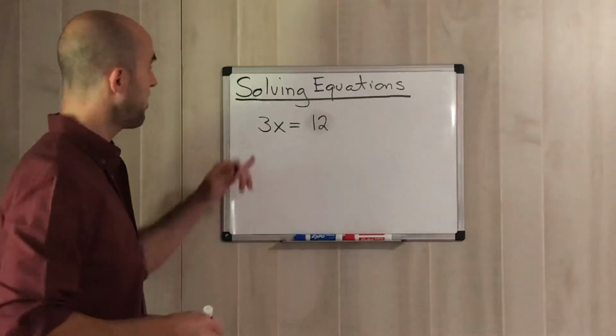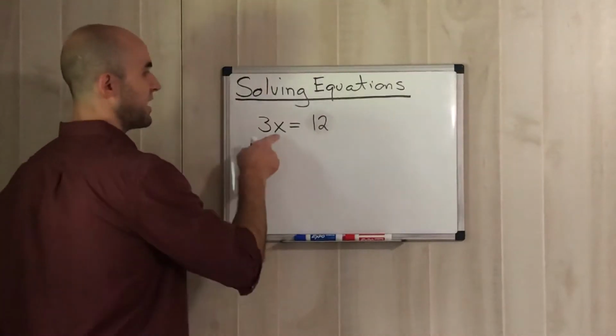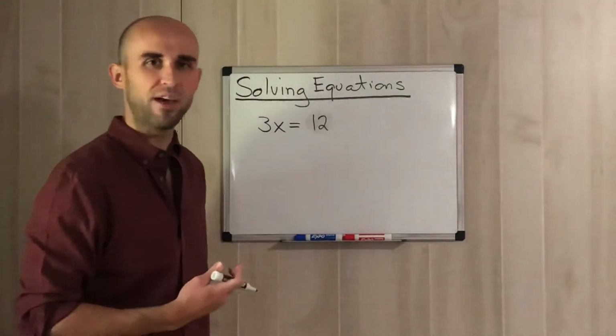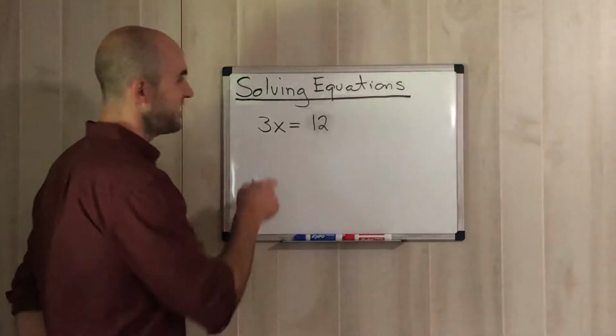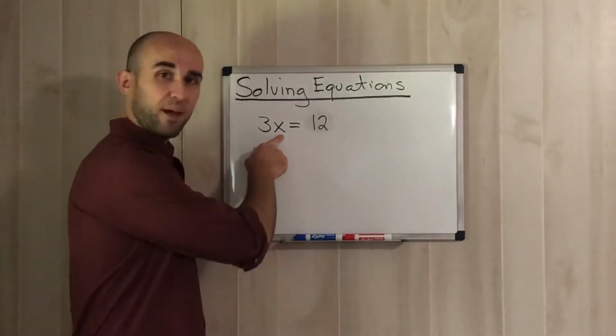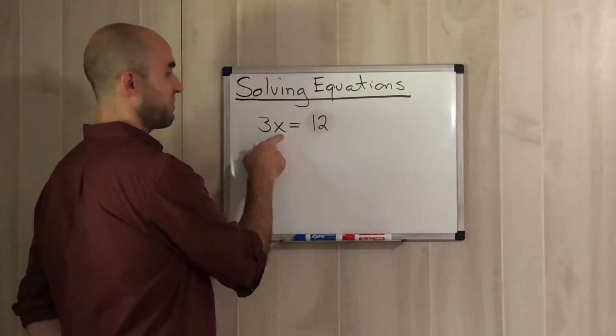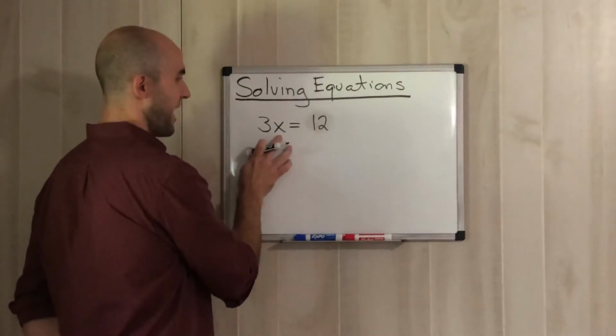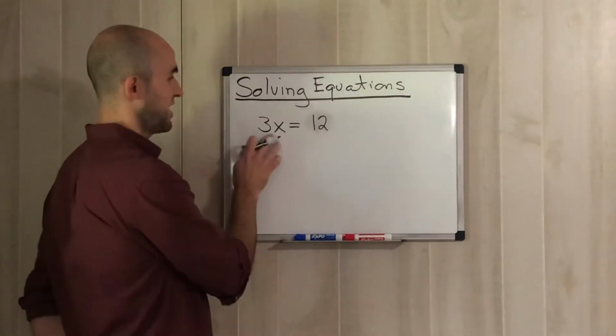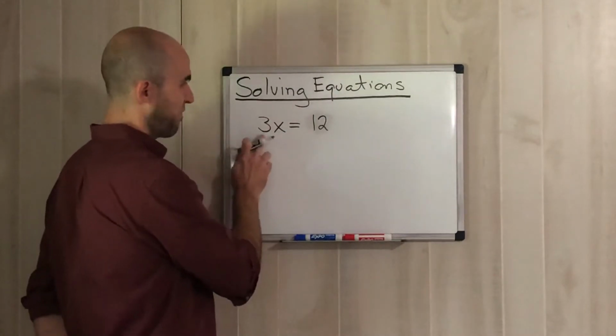Now our goal is we want to solve for x. Anytime you're solving an equation, you always want to get the variable by itself. In this case, we want to get x by itself. And we know that x isn't by itself because right now, x relates to 3. So instead of having just x, we have 3x.